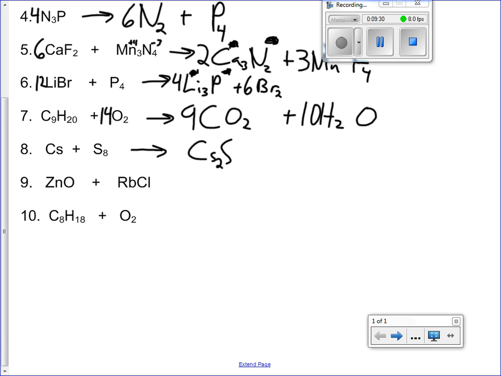What should I balance first? Sulfur, present in the largest number. Need an 8 here and a 16 there.